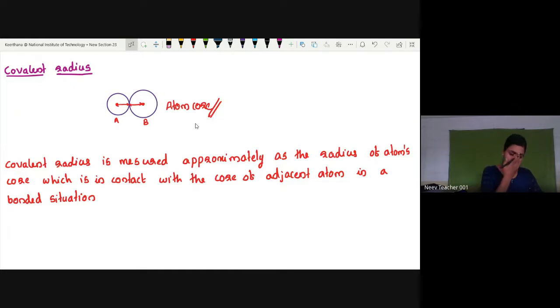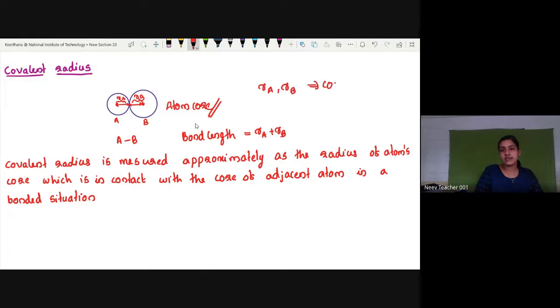The atom core means the portion excluding valence electrons. So what is the correct definition? The portion that excludes the valence electrons. When considering a covalent molecule AB, the bond length will be equal to Ra plus Rb, where Ra and Rb are known as covalent radii.